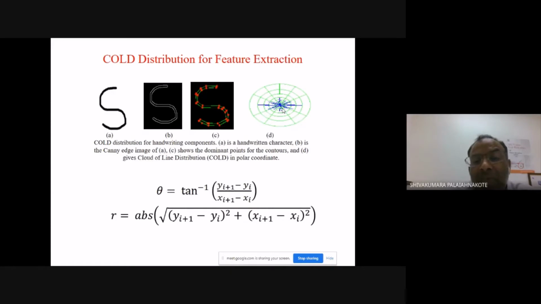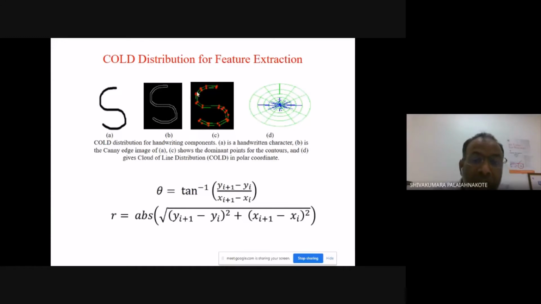What is the speciality of this COLD feature here? That is what you need to understand. If you are giving more straight lines as input to this, you get a dense cluster towards the center point. If there are too many curvature points, that means curved edges, then you are getting a scattered distribution here. That is a beautiful property of the COLD distribution.